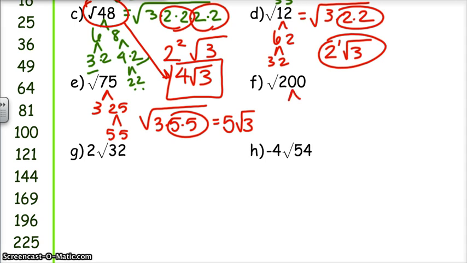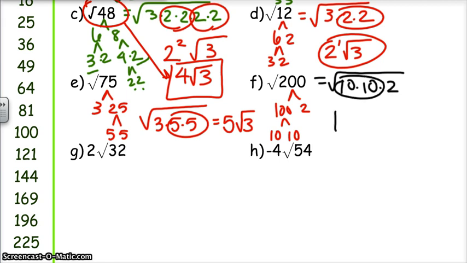I see 100 and 2. 100 breaks down into 10 and 10. If you want to keep going, you can. 10 breaks down into 5 and 2. 10 breaks down into 5 and 2. I already recognize that I have a pair. So I'm kind of taking a shortcut, but I see that I have 1 pair of 10's and a leftover 2.